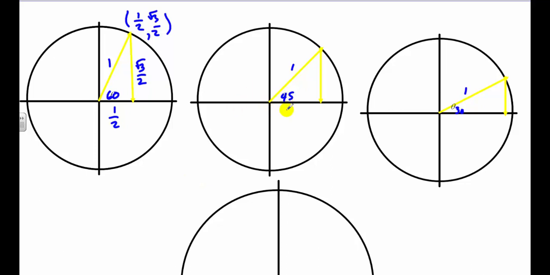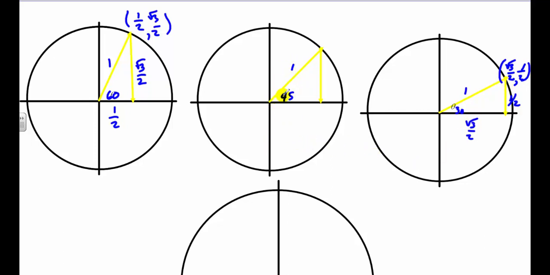Likewise, I know over in this triangle where I have a 30-degree angle here, the short side is half the hypotenuse, and the long side is the short side root 3. So my x and y here are root 3 over 2 and a half.